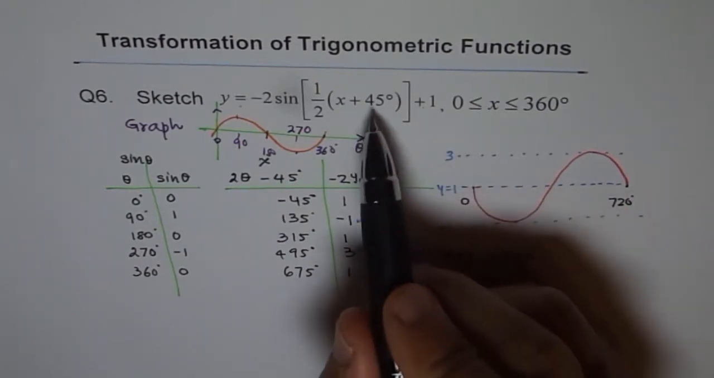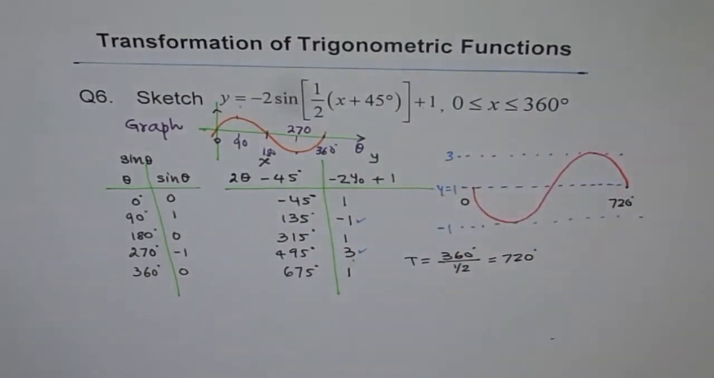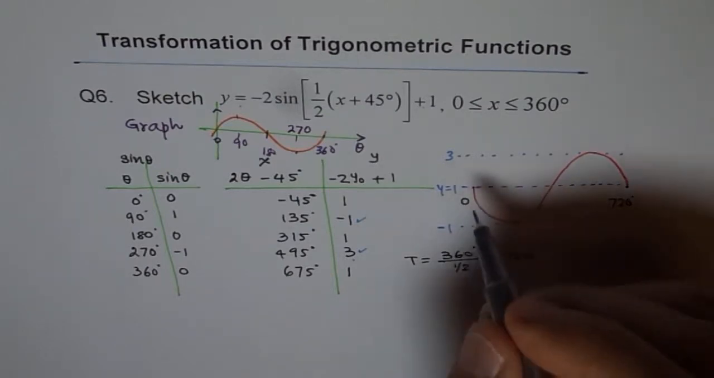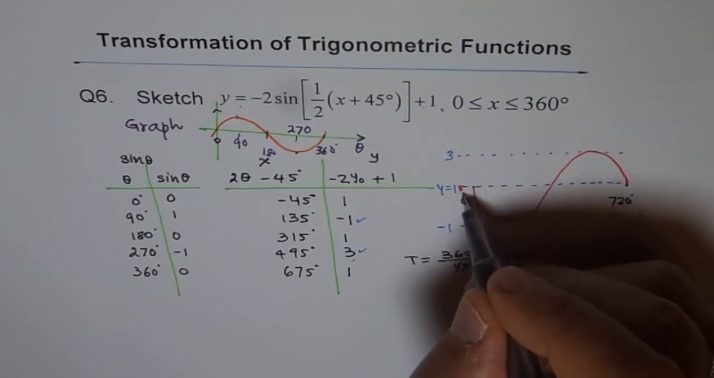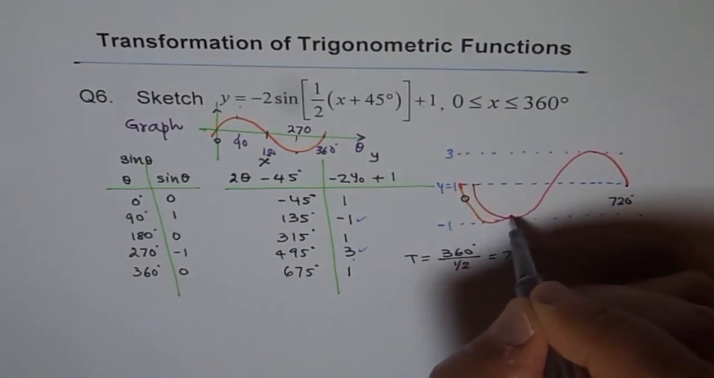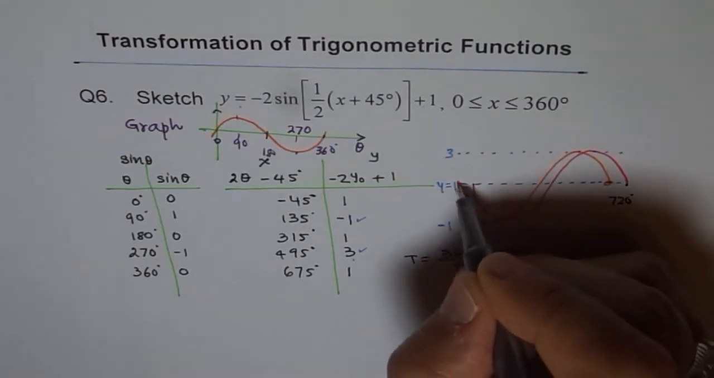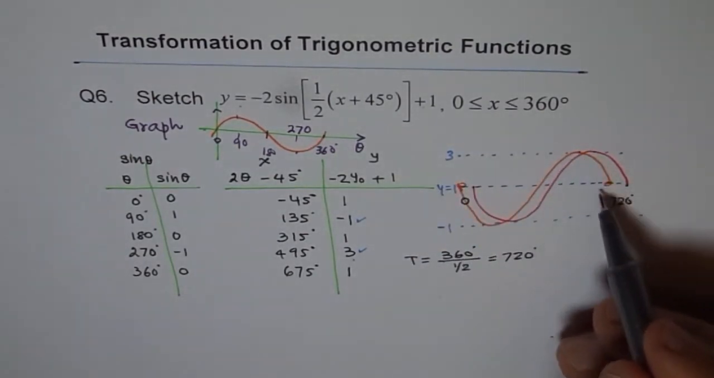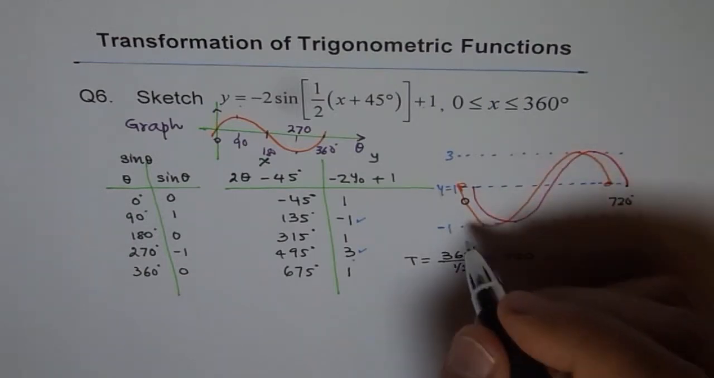But 45 degrees is the phase shift. So what is really happening is that the wave starts 45 degrees before. That means not here, but let's say this is my 45 degrees. So the wave actually starts here and goes like this, correct? And it goes like this, and it goes like this, and it ends like this. And that's the end of my wave. That is actually the sketch which I will draw. It takes only this much time to sketch it.